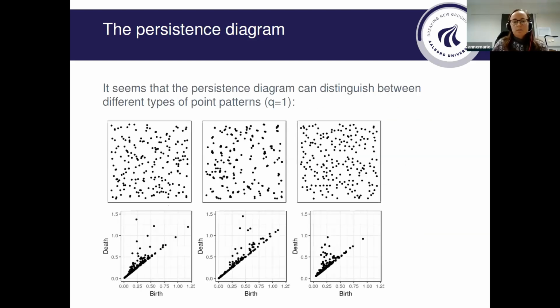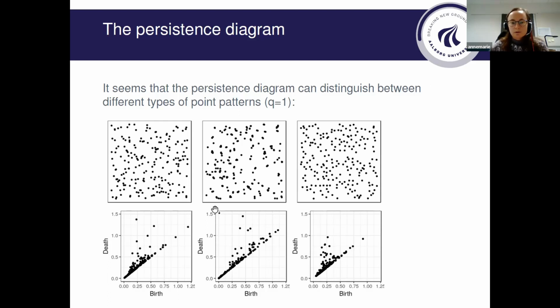Then we can apply topological data analysis to these different point patterns I showed you in the beginning, and look at what the persistence diagrams look like for these different point patterns. Again, this is done for H1 here. First we had the Poisson process, where we have complete spatial randomness. That's the reference point pattern for everything. And you can see what the persistence diagrams look like down here.